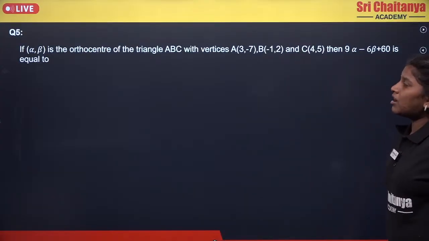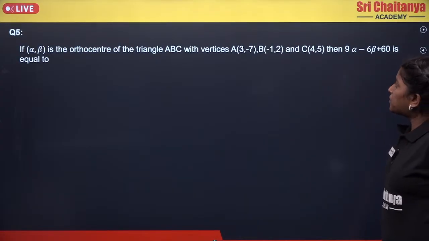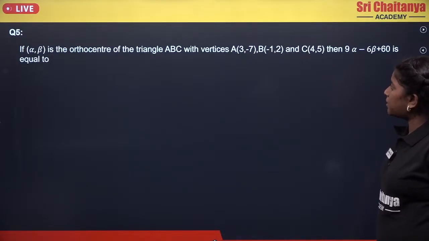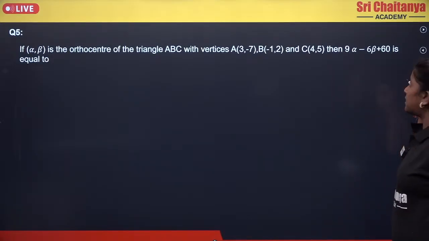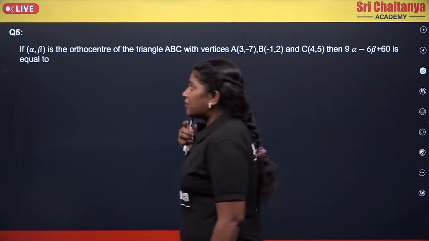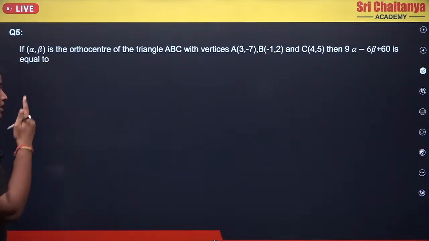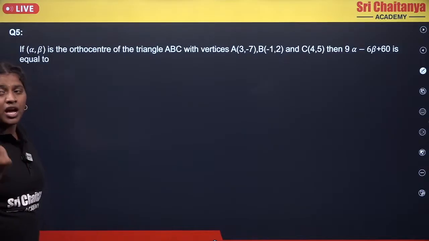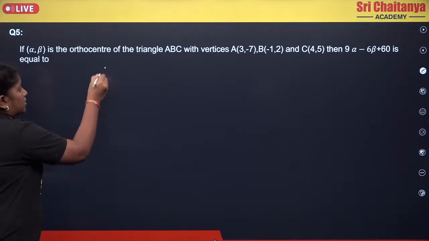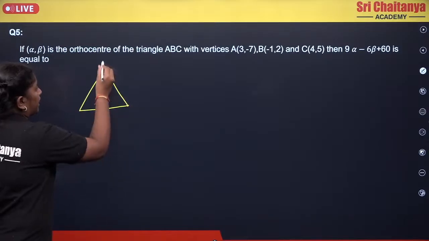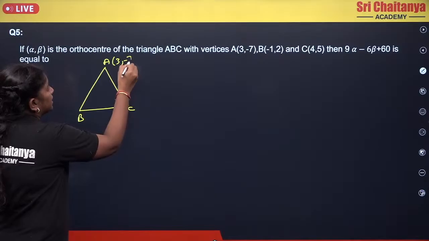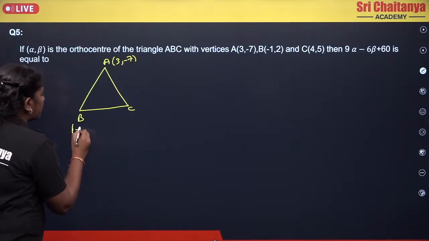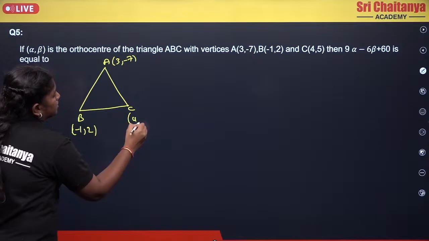If alpha comma beta is the orthocenter of the triangle ABC with vertices A of 3 comma minus 7 and B of minus 1 comma 2 and C of 4 comma 5, then 9 alpha minus 6 beta plus 60 is equal to, so they gave that alpha comma beta is the orthocenter. Okay, now let's represent whatever the given data on the diagram, on the triangle. So if you take A, B and C, A value is 3 comma minus 7 and B value is minus 1 comma 2 and C value is 4 comma 5.